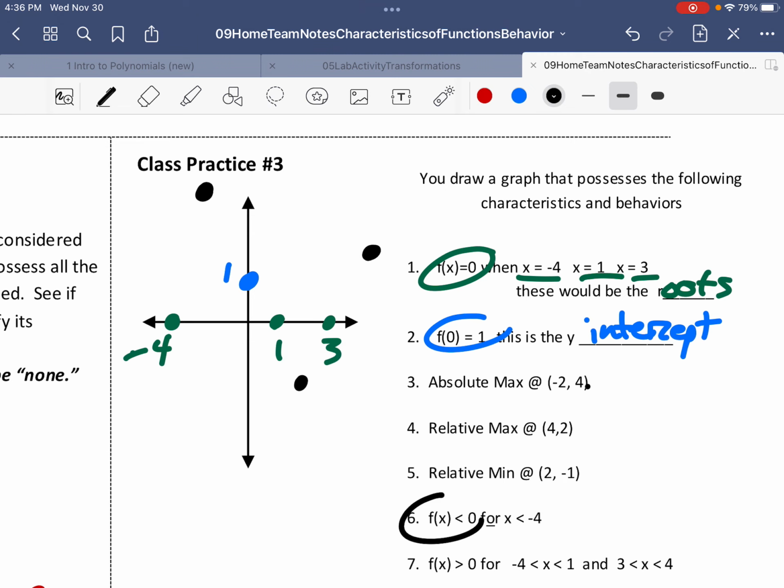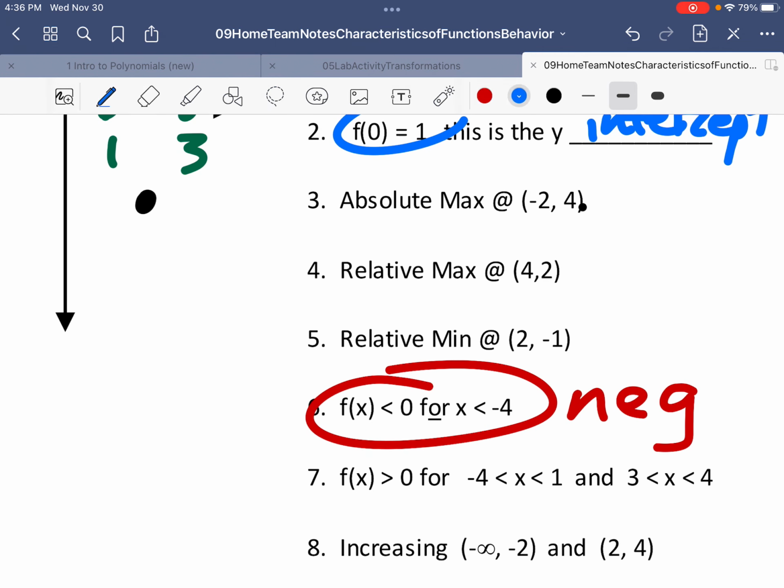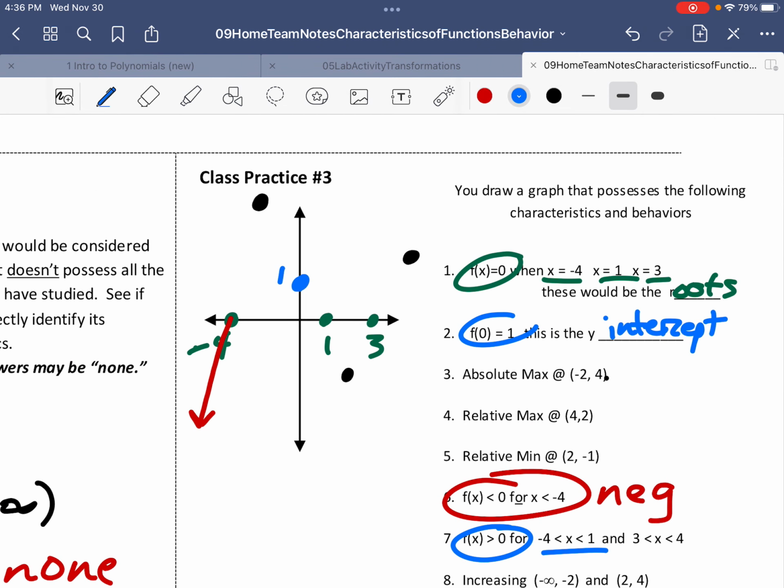Now, it says that f of x is less than 0 when x is to the left of negative 4. What that represents is that the graph is going to be negative. That means when I'm to the left of negative 4, my graph is going to be down in a negative area. But my graph is going to be positive when I'm between negative 4 and 1. That means it's going to be above the x-axis. And between 3 and 4 as well. So we have a positive graph in both of these places. Get rid of that little plus sign.